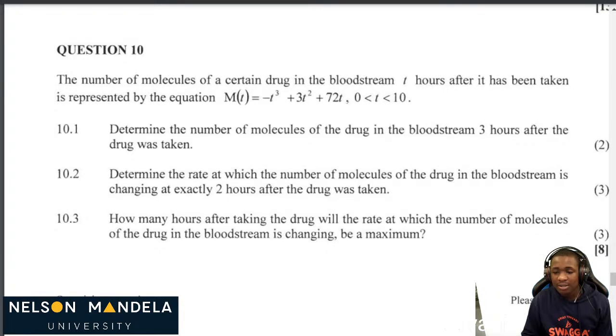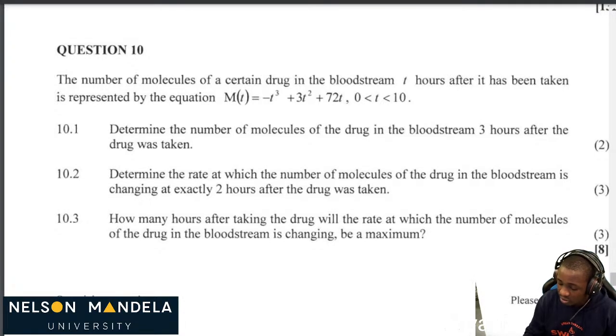Then question number 10 is for maximizing. We'll do this one on another day. So for today we are done, but let's just do question 10 because it also has calculus, so that we know that we are done with calculus. Question 10. Okay, let's do it fast.